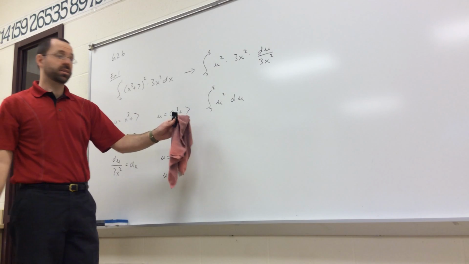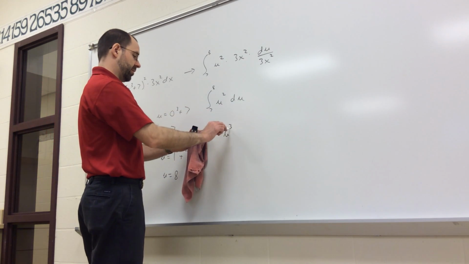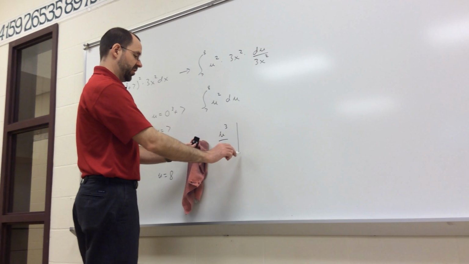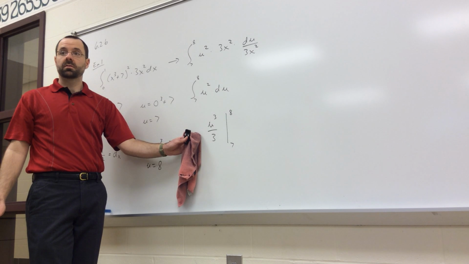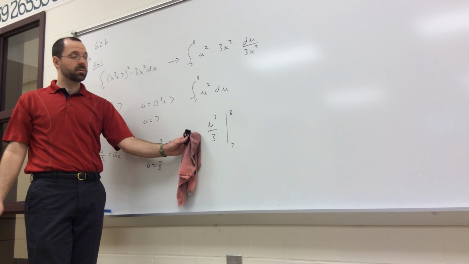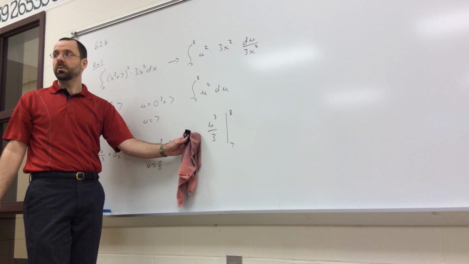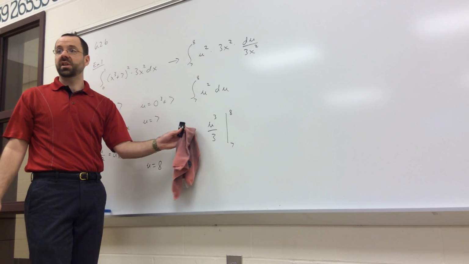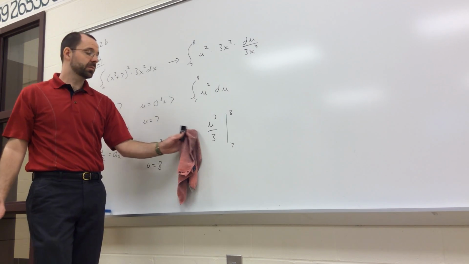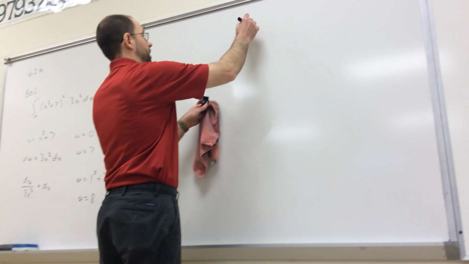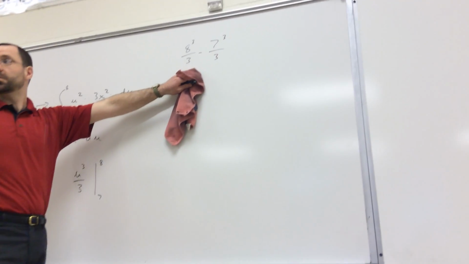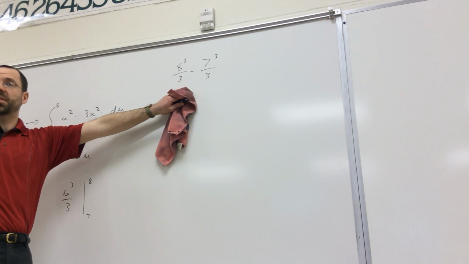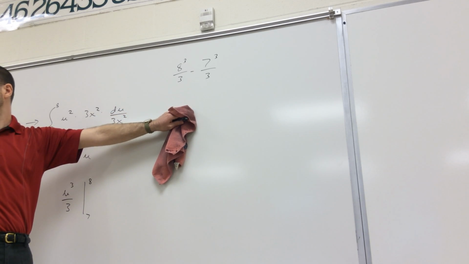Okay, so now we're ready to take the antiderivative. The antiderivative of that is u to the third over 3. And we're going to figure that out from 7 to 8. Then you plug in 8, and you plug in 7, and you subtract. So it's 8 to the third over 3 minus 7 to the third over 3. The nice thing about this, we never have to translate back to x's. We can just figure out the final answer without translating back.